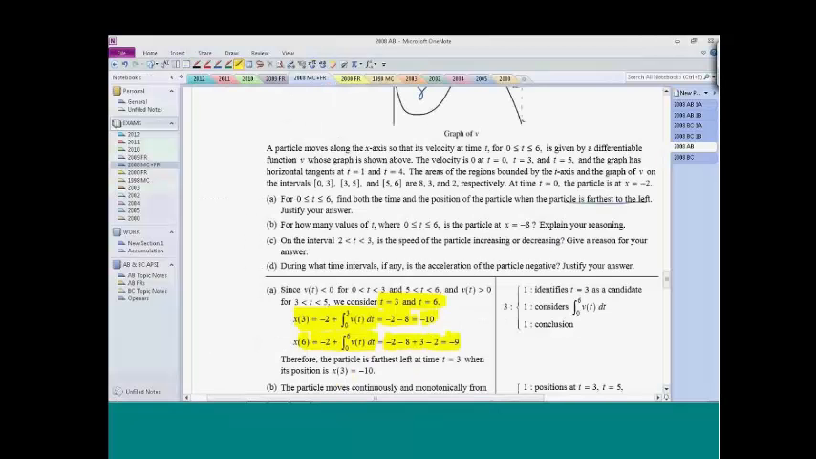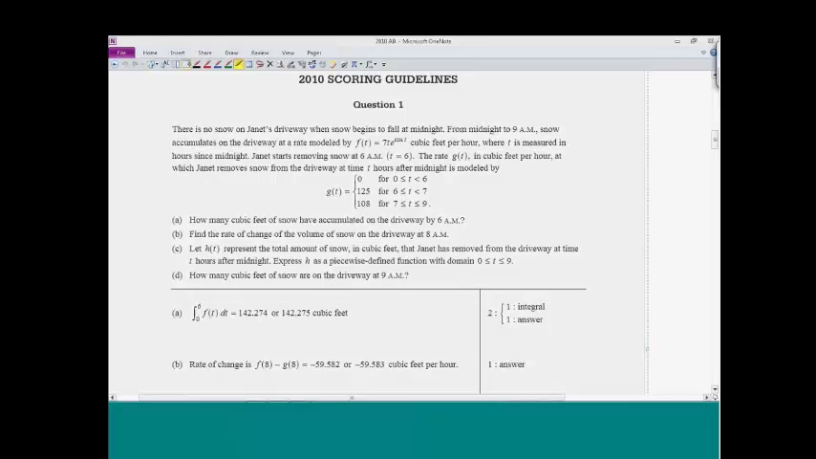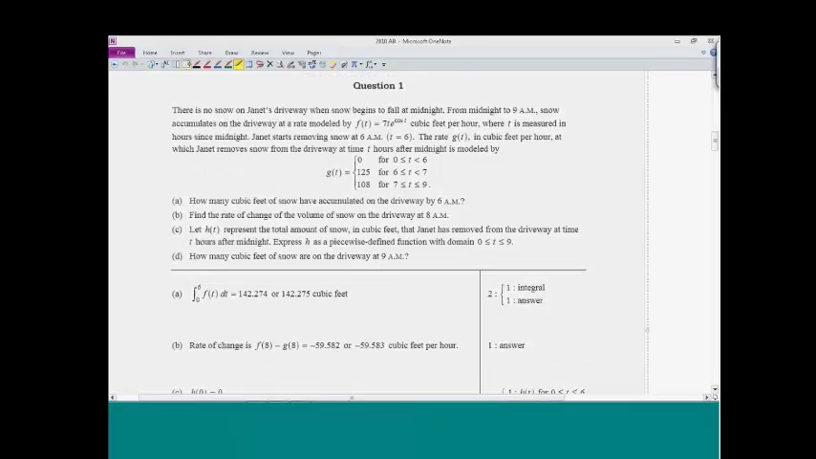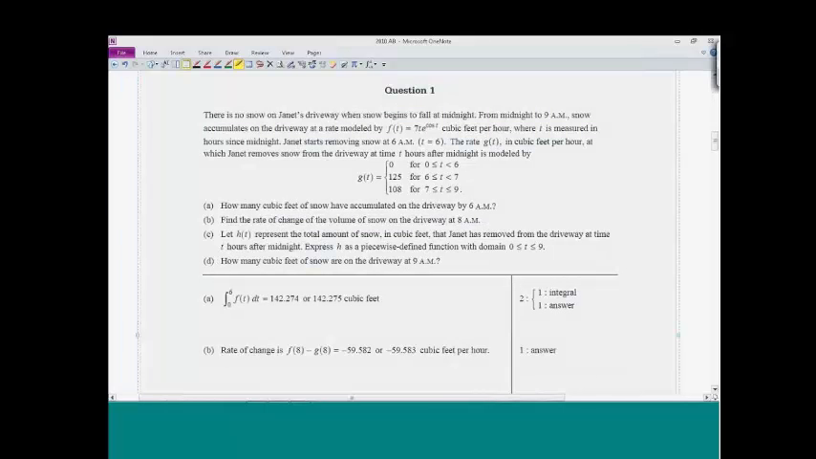And again, just to show you some more variety of what they can do with this, here is the 2010 exam. And again, it showed up here quite a few times. This is the snowfall problem. If you remember, it said there's no snow on Janet's driveway when snow begins to fall at midnight. From midnight to 9 a.m., snow falls and accumulates. That might be a hint that we're talking accumulation here.